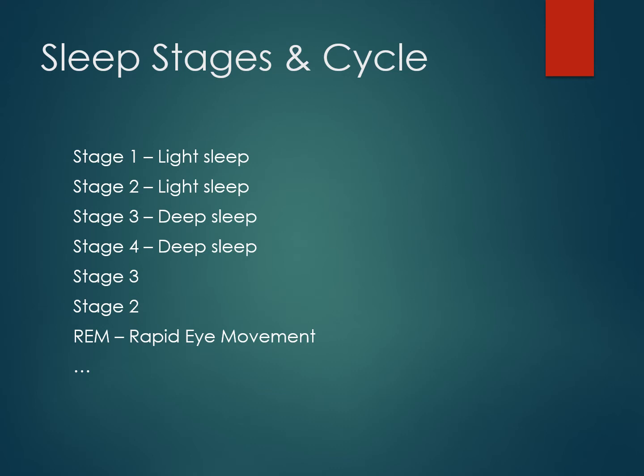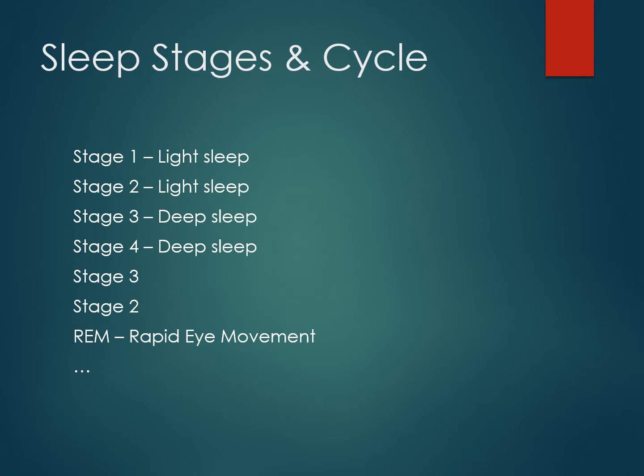We then move into stage 2 sleep, where we are still in light sleep, but our eyes have completely stopped moving and our muscles are very relaxed. From there, we move into stage 3 and then stage 4 sleep, which is deep sleep where it is very difficult to wake us up. If you've ever been woken up and you feel extremely groggy and it takes you a minute or two to feel alert, you were likely awoken from stage 3 or 4 sleep.